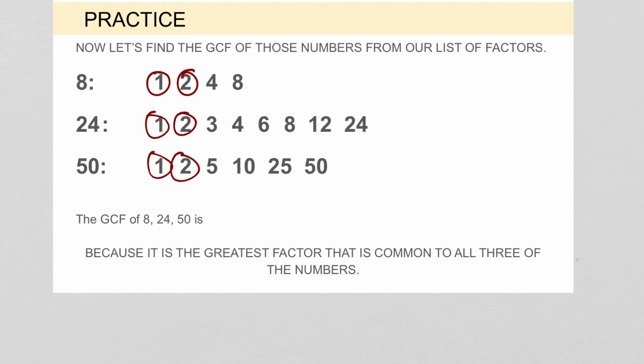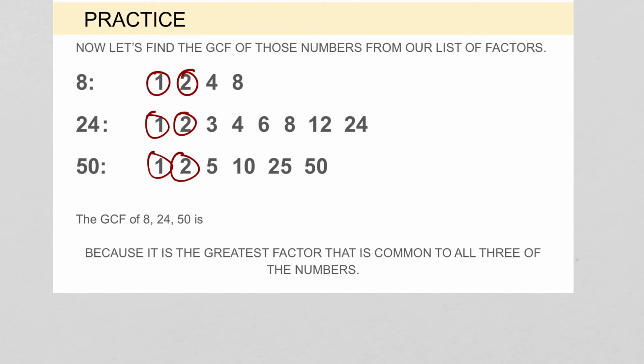And just a side note, I like to start with the shortest list because you can kind of check those numbers faster. So now I'm looking at 4. Well, 8 has a 4 and 24 has a 4, but 50 doesn't, so I can't circle 4. And then let me see 8. Let's see, 8 has an 8, 24 has an 8, but 50 doesn't have an 8. Okay, it looks like my factors that they share in common are 1 and 2.